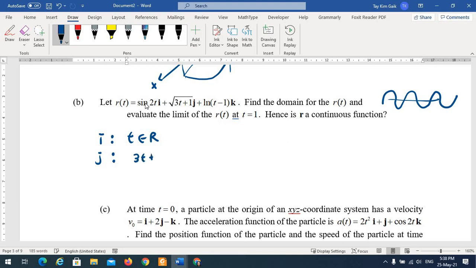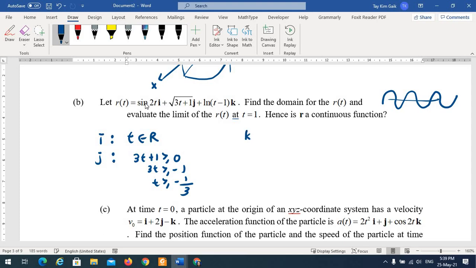You set 3t plus 1 greater than or equal to 0, 3t greater than or equal to negative 1, so t greater than or equal to negative 1/3. When you see a square root function, you must always set whatever is inside the square root greater than or equal to 0, because we can have square root 0, you get 0, no problem. But we cannot have a negative number.